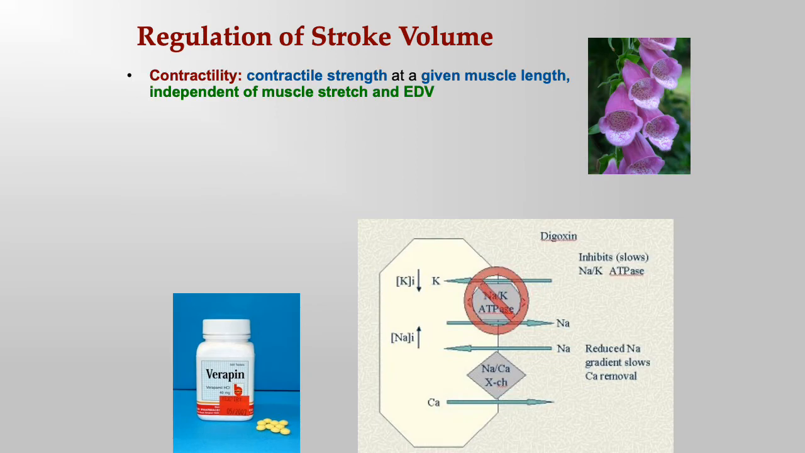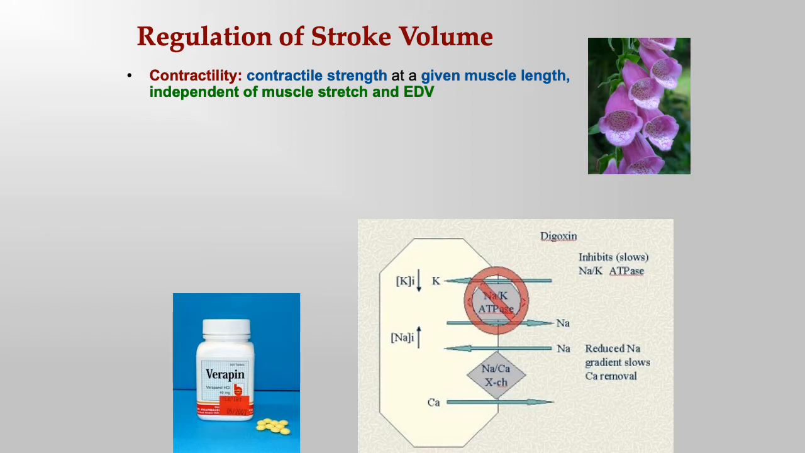Contractility. Contractility is the contractile strength at a given muscle length, independent of muscle stretch and EDV. That's the technical definition. What it really comes down to is contractility is how forcefully the heart beats. I've used this example before. Think of a sponge that's got water in it. Imagine you lightly squeeze the sponge. A little bit of water will come out. Now imagine you really squeeze the sponge hard. More water is going to come out, isn't it? So therefore, the more forcefully your heart contracts, the more blood it's going to squeeze out.